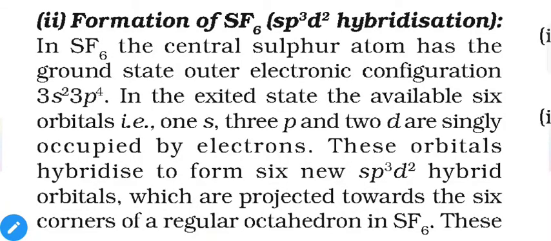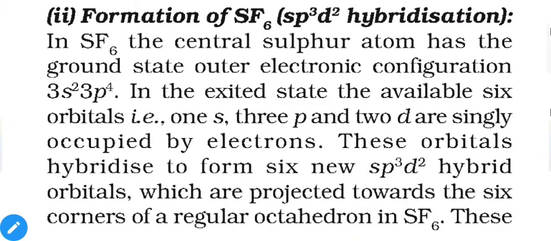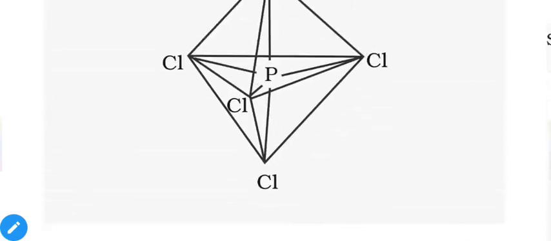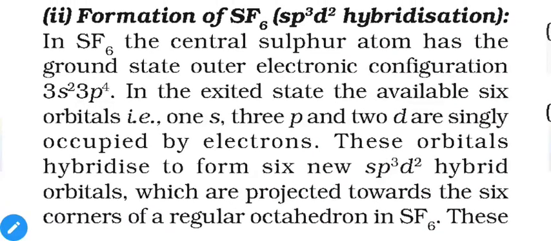The next example is SF6, and as mentioned, sp3d2 type of hybridization. This hybridization gives us the octahedral shape, and we already discussed the octahedral shape. Again, you can refer to the same lecture as for the previous example, that means trigonal bipyramidal. So you can understand both of them. If you have any confusion, go and check that lecture.